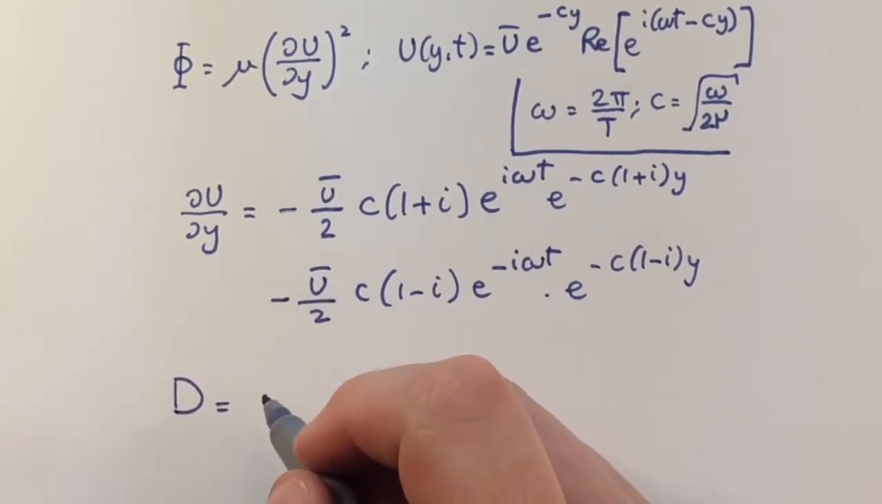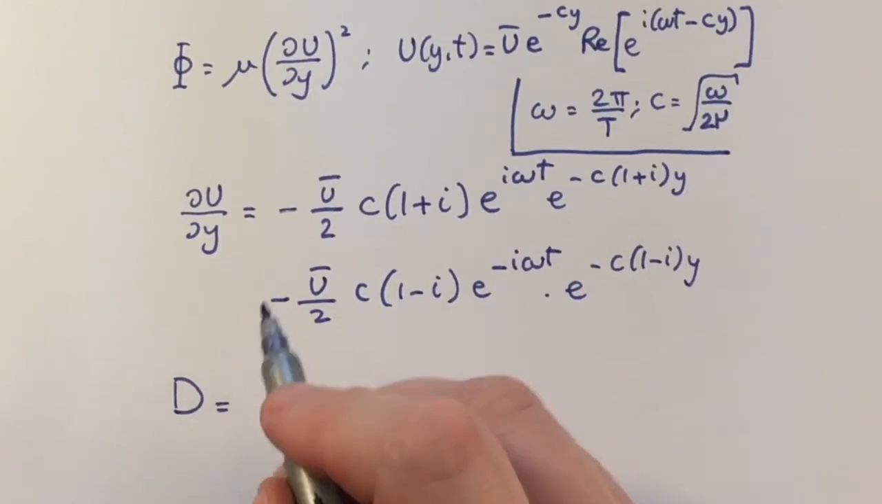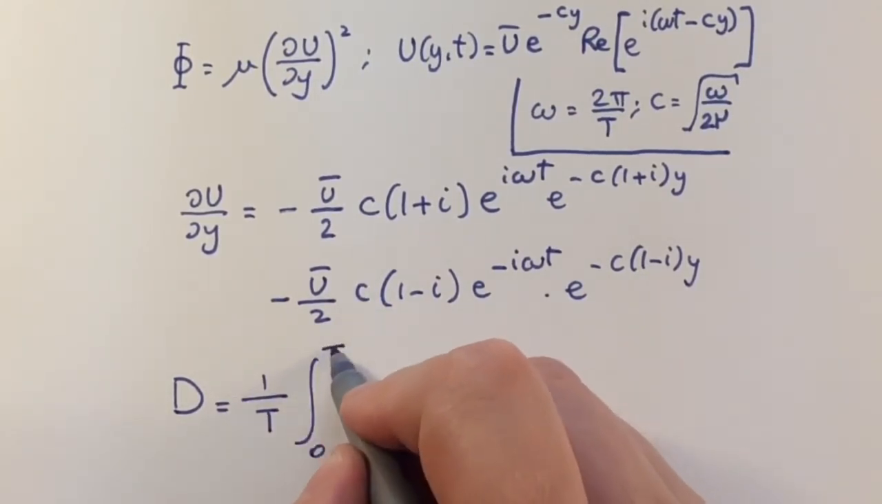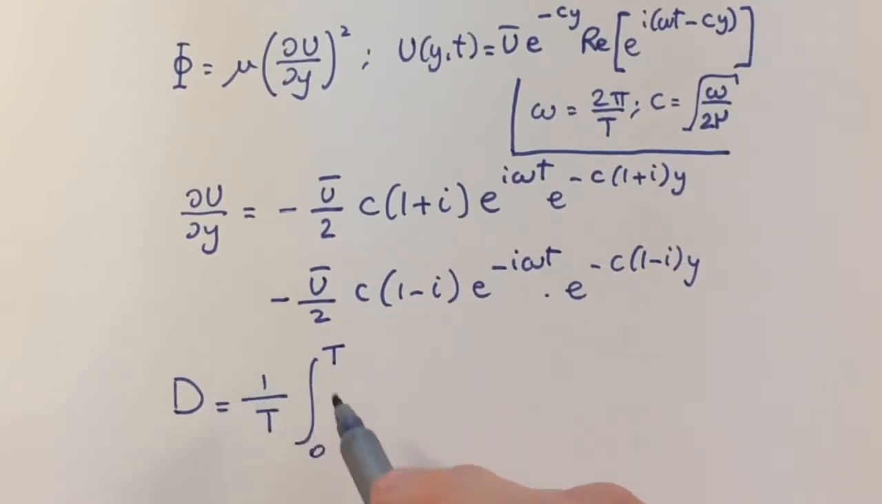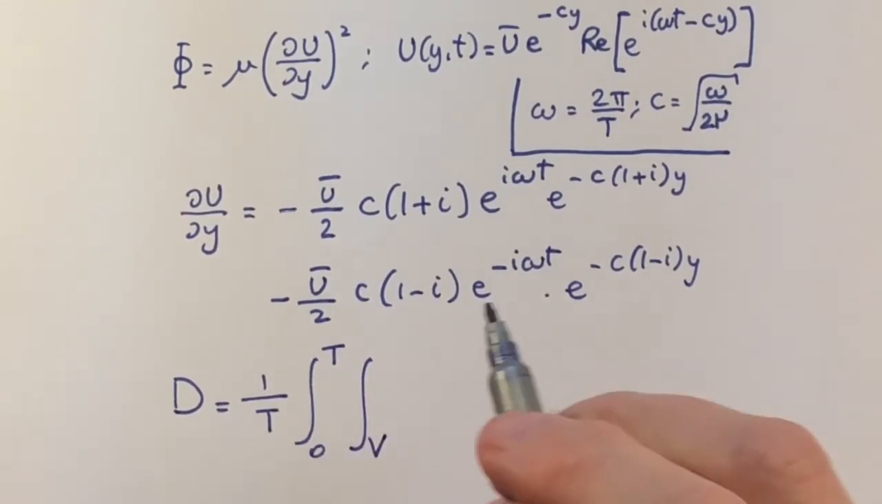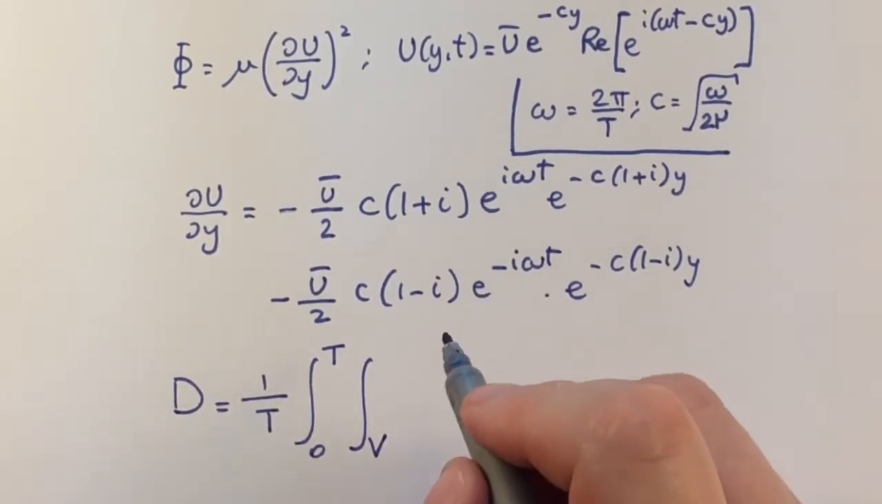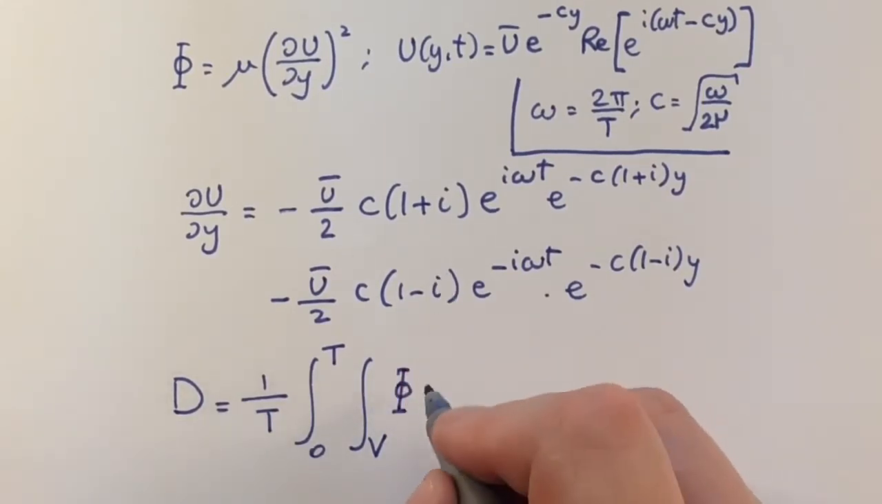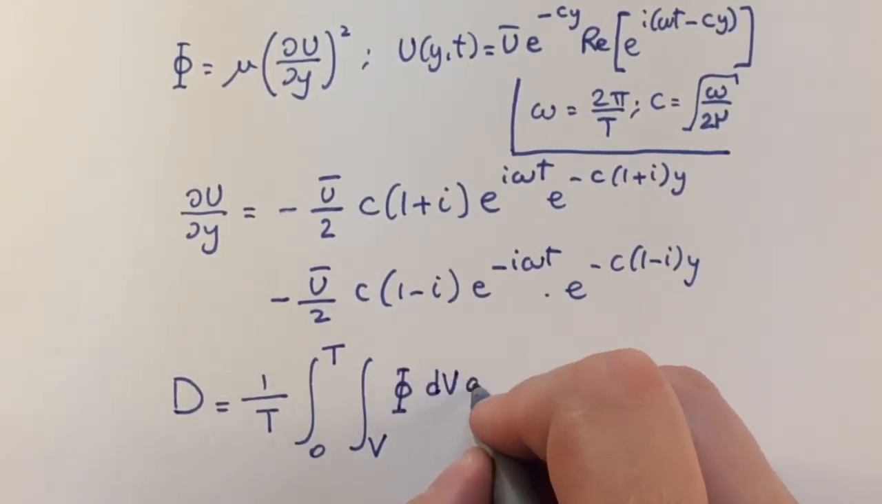So now what we want to find actually is D, which is as follows. So we average over the period T, so we average in time, but also integrate over the volume. So this is a volume integral of phi, dV dt.